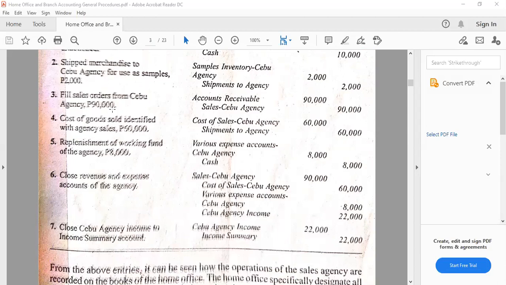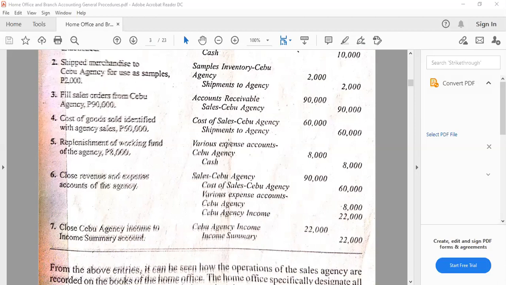Then sales orders on account. These sales orders are already confirmed. That's why we debit accounts receivable, because remember, if they are still orders, supposedly those are not yet sales. So we have to follow the provisions under IFRS 15. Anyhow, this is simple, it's confirmed. That's why this is the entry.